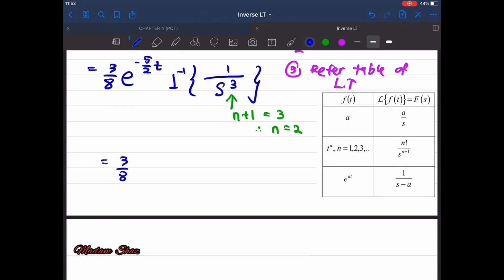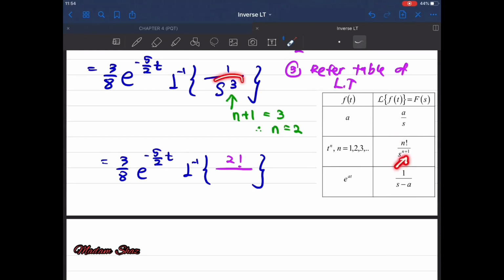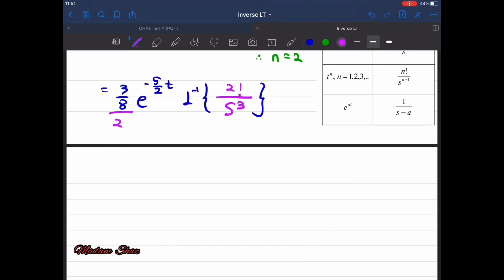So 3 over 8 exponent negative 5 over 2 t, Laplace inverse, 1 here, you have to write in terms of n factorial. 2 factorial divided by s to the power of n plus 1. So s to the power of n plus 1 is s to the power of 3. Once you multiply by 2 factorial here, you have to divide by 2 factorial at the front here. Divide by 2 factorial.